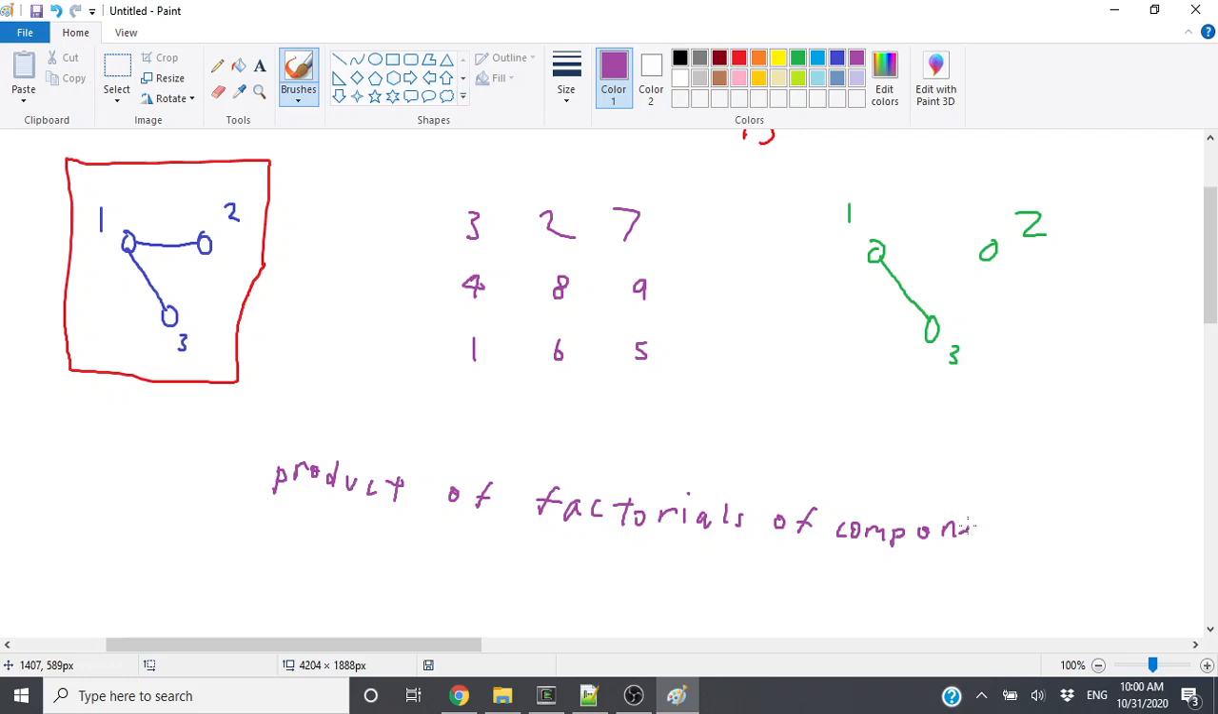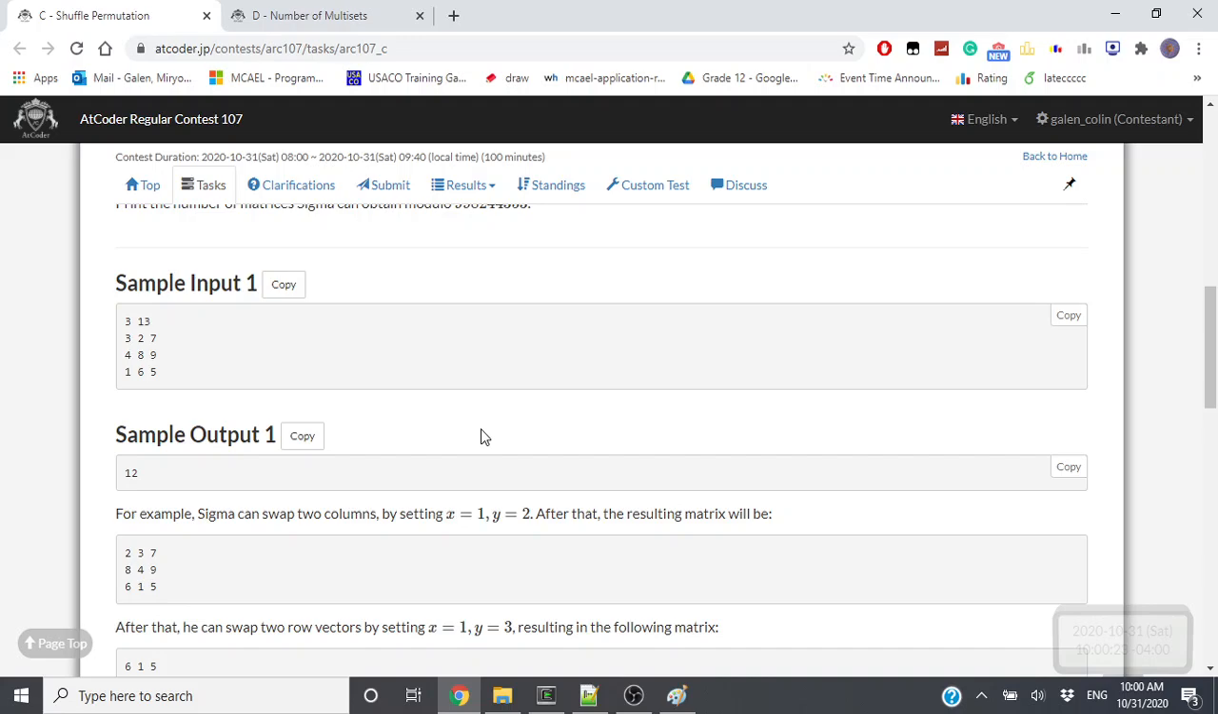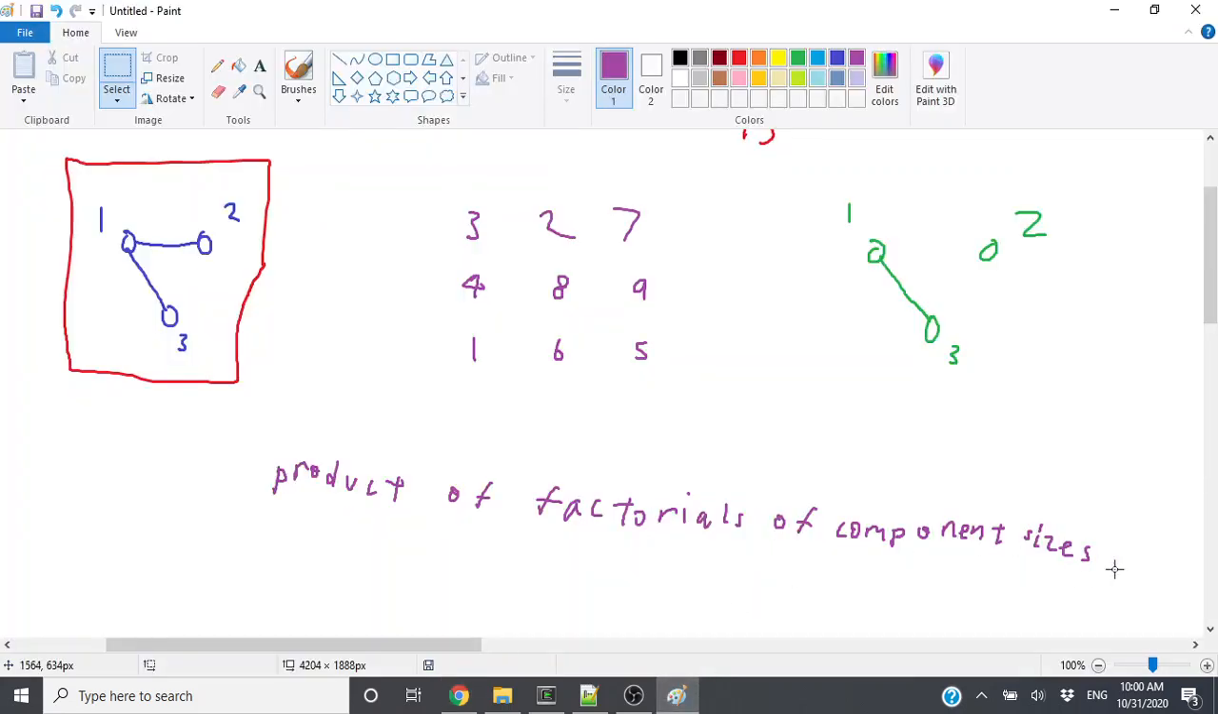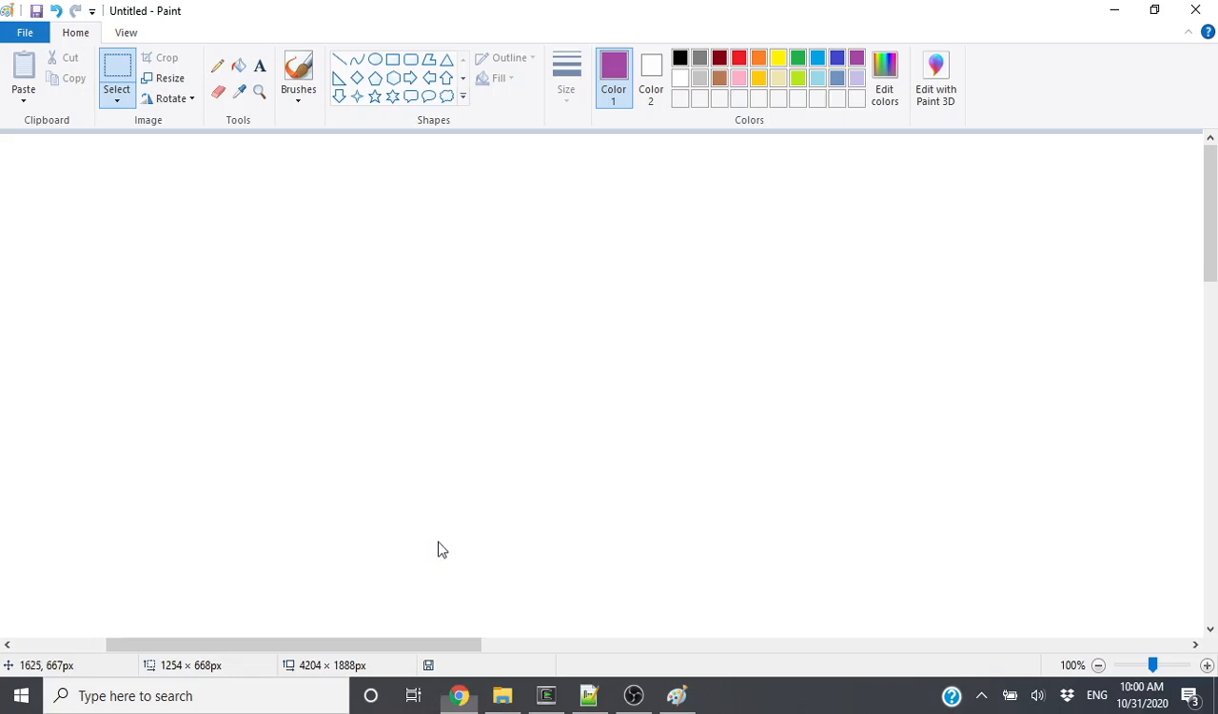Use a text box or something. Anyway, product of factorials of component sizes. That is the final answer. So yeah, that one's fun.